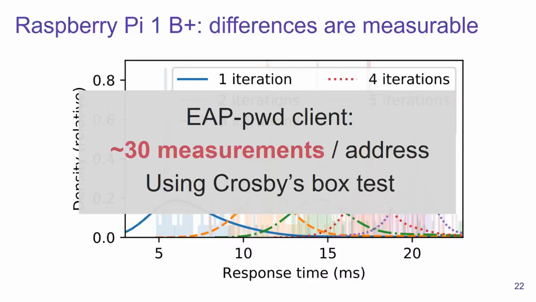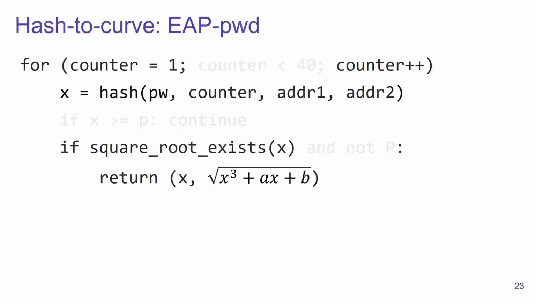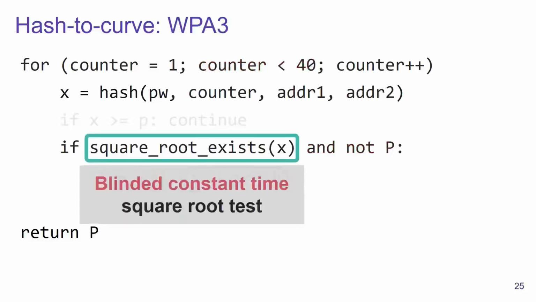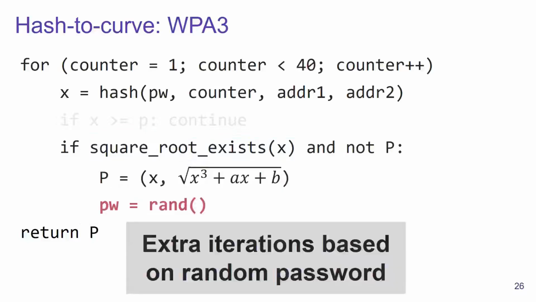So that covers the case of the EAP PWD algorithm. When they standardized WPA3, they did realize that this algorithm had some side channel issues, and they tried to prevent them. And the first thing they did with WPA3 is they always made the algorithm execute 40 iterations and return the first X and Y coordinate that lies on the curve. On top of that, they checked whether the X value is on the curve using a blinded constant time test. Additionally, they executed the extra iterations using a random password, again to reduce the chance of any possible side channels.